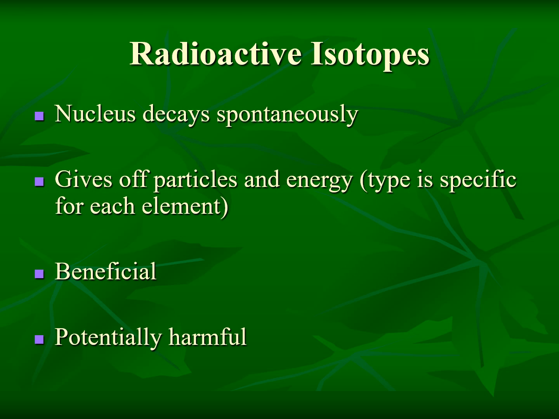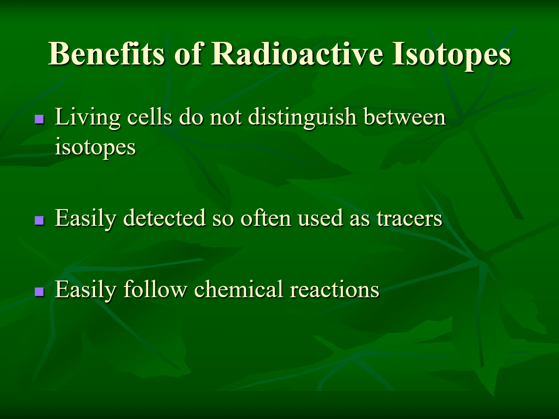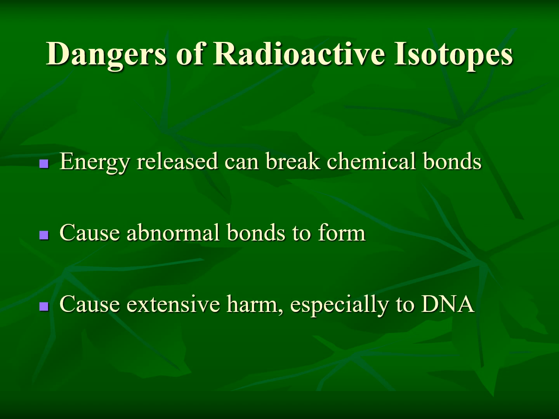In terms of healthcare, living cells don't distinguish between the isotopes, so you can use radioactive isotopes as a tracer. And then it's very easy to detect it so that you can follow, like I said, through chemical reactions. The danger of it is that this energy is being released, and it can break chemical bonds. It can cause abnormal bonds to form. You want to be especially careful with DNA, because it can cause harm.